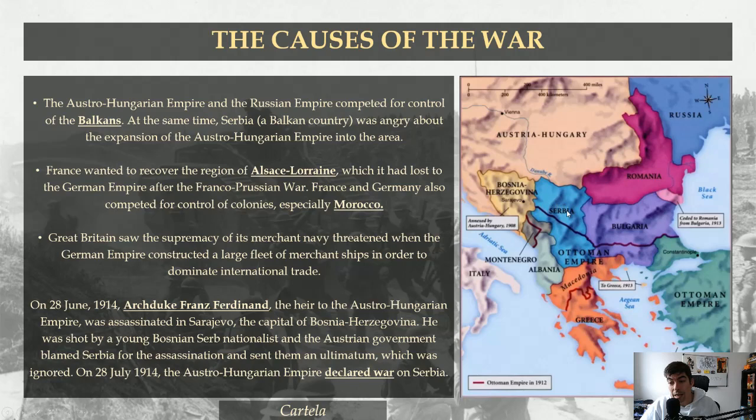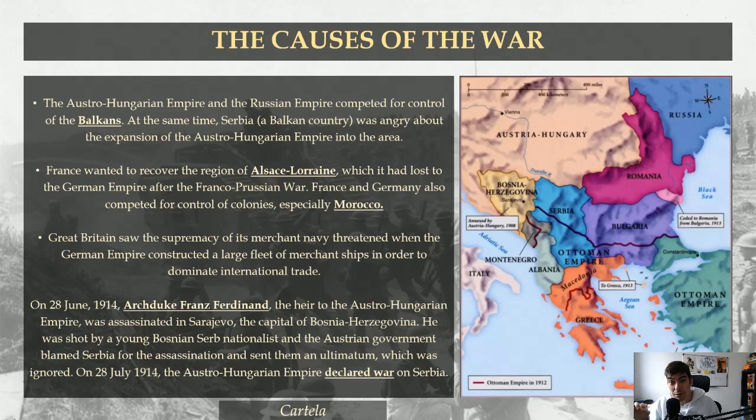And the Serbians wanted to unite all the Slavs of the Balkans to form what later will be Yugoslavia. Also, France wanted to recover Alsace-Lorraine, and they competed for the control of some colonies, for example, in Morocco. There was a conflict between the French and the Germans, which almost led to a war.